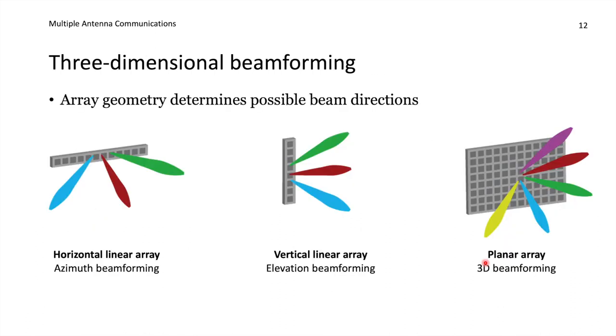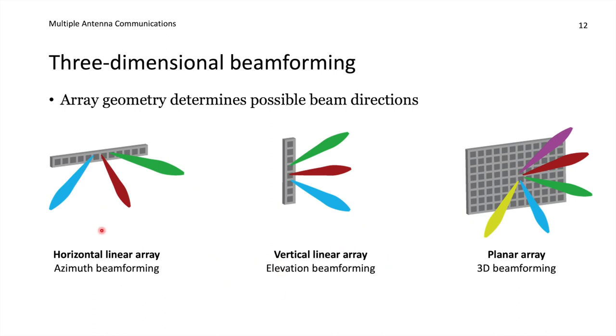The array geometry is determining what kind of beams that we can transmit. And there is a concept called three-dimensional beamforming that is important to know about. If you put all of your antennas in a uniform linear array in the horizontal dimension, well, then that means that you can transmit beams in different directions in the horizontal plane, also known as azimuth beamforming. So this is illustrated here with beams in different azimuth angles. If you are instead taking a linear array and putting it vertically like this, well, then you can steer beams up and down, and we call this elevation beamforming.